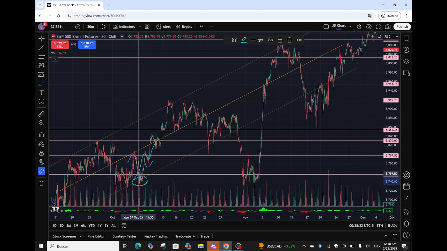Right here, we see a beautiful right shoulder, see a head right here, clear head, right? Because it sweeps the bottom, right? And we have all this liquidity here, all this liquidity here with the magenta. So this is a beautiful bull setup right here, right? And we see it on the 30 minute.